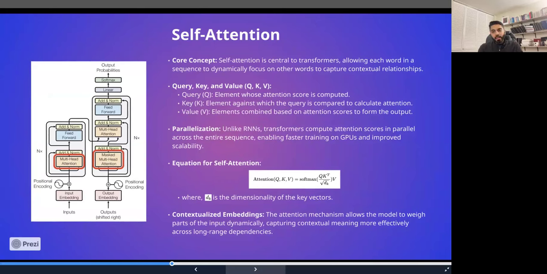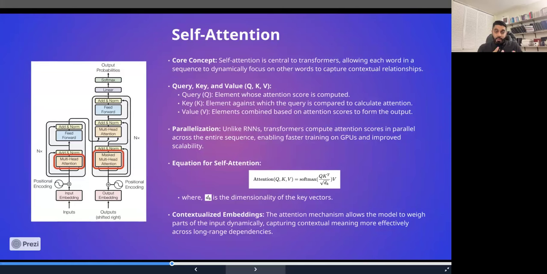And the main concept is to allow each word in a sequence to focus on other words, and based on that relative focus, be able to capture contextual relationships for that particular word that we're learning an embedding for. So in that sense, these are contextualized embeddings, like I briefly touched upon earlier, that are being generated within the transformer architecture, and all due to the self-attention mechanism that is at the heart of the transformer architecture.